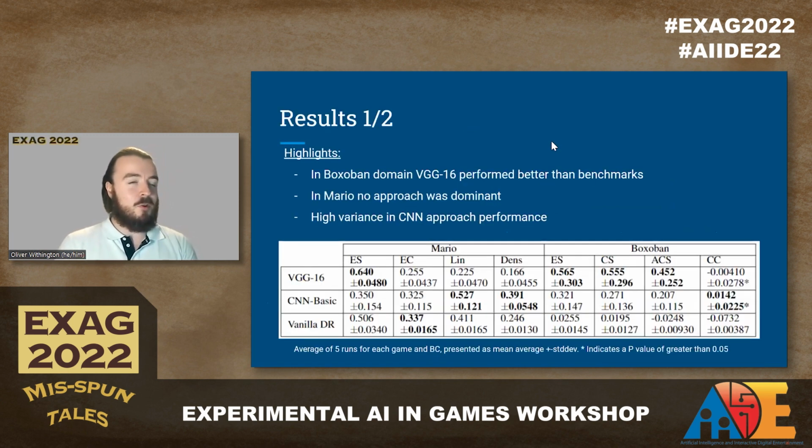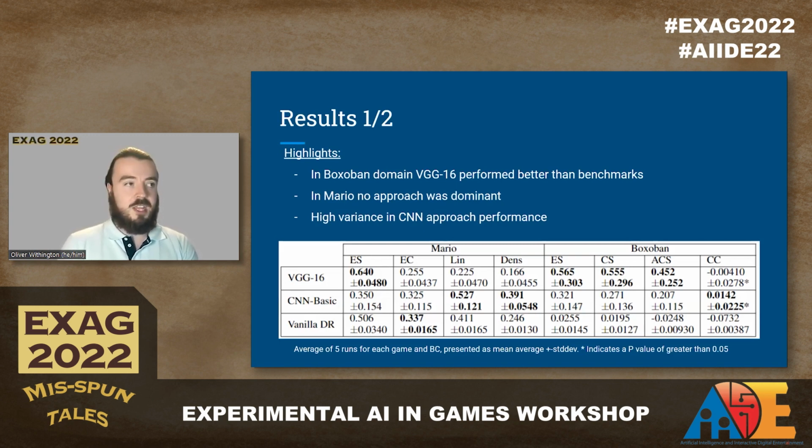The high level takeaways for our results. In the Boxoban domain, the results were basically what we'd hoped for overall, with a couple of caveats. VGG16 performed fairly dominatingly, and significantly outperformed our 2 benchmarks and found fairly good correlations across the board, which is both good because it outperformed our benchmarks, but also it's a domain that we'd struggled to find good visualizations of in the past. So this was very promising in our eyes.